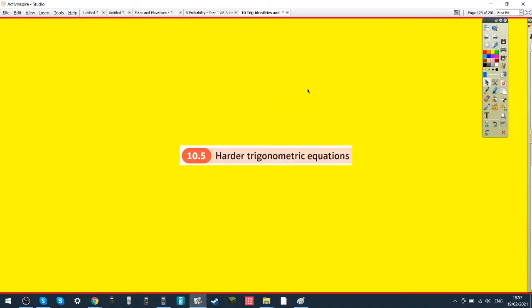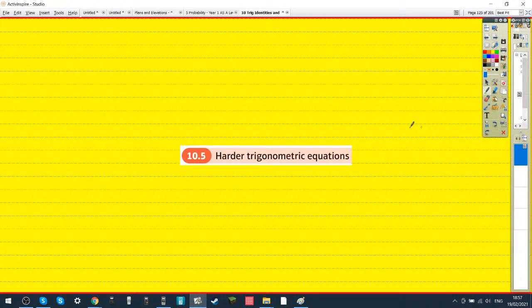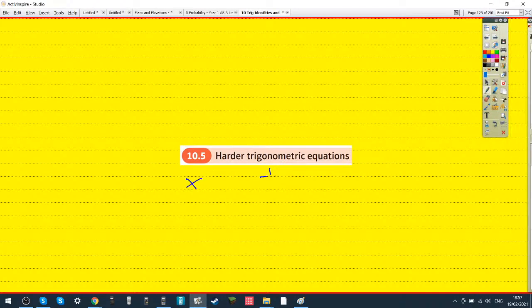So, harder trig. What do you give yourself? A tick for this one. Yeah, we did all right. And so that's the solving stuff. After that, in that chapter is identities, which is quite different. You're not solving anything, you're just swapping them.